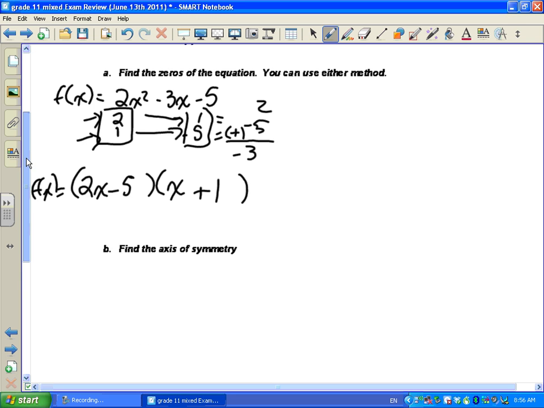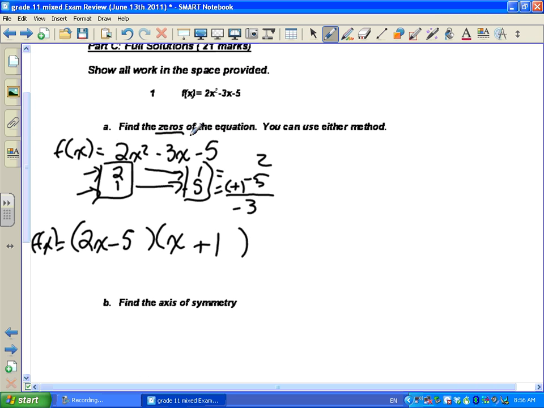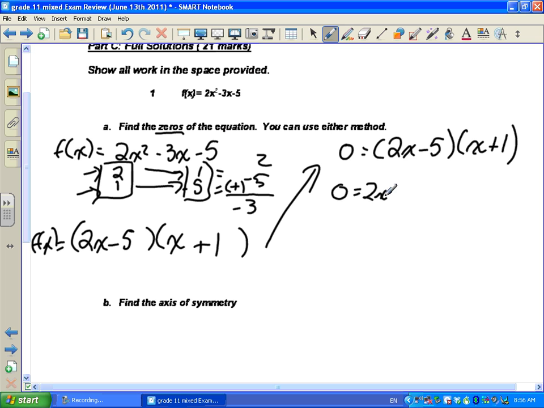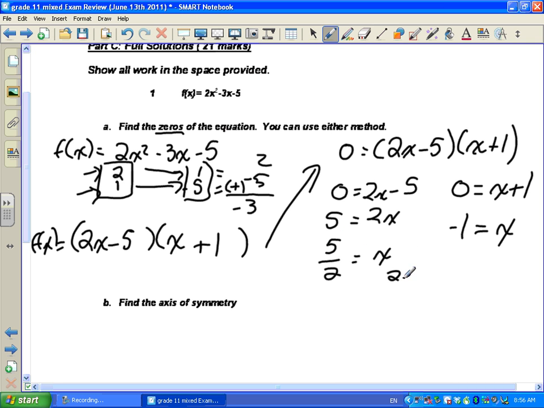Now, the question says to find the zeros, which are the x-intercepts. To find an x-intercept, we have to set y equal to 0. So we're going to move this up here. Y, or f at x, will be 0. 2x minus 5, x plus 1. We're going to split this equation. We have 0 is equal to 2x minus 5, and 0 is equal to x plus 1. X is equal to either -1, and then when we divide, we get 5 over 2, or 2.5. So our two zeros are 2.5 and -1.